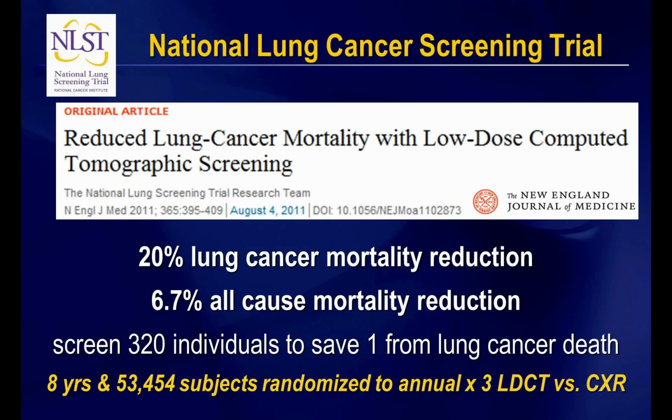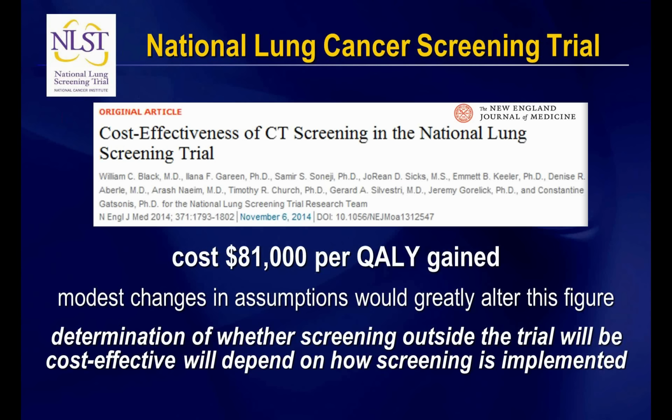The other important data output from the National Lung Screening Trial is cost effectiveness. The National Lung Screening Trial's cost effectiveness analysis was published in the fall of 2014, also in the New England Journal of Medicine, and shows that lung cancer screening with CT is cost effective at approximately $81,000 per quality adjusted life year gained, well within the range of many other medical diagnostic and screening tests today.